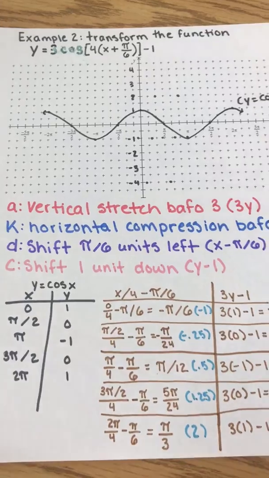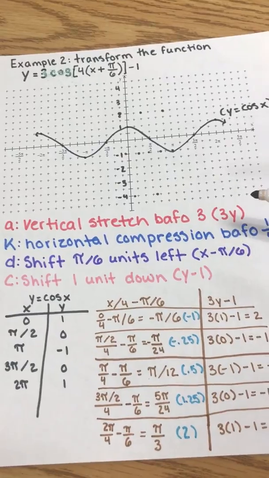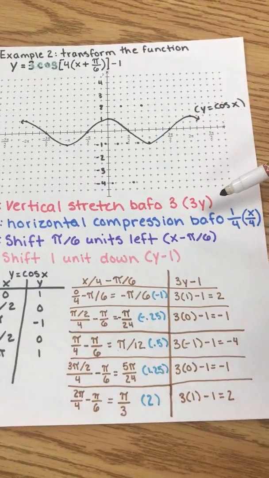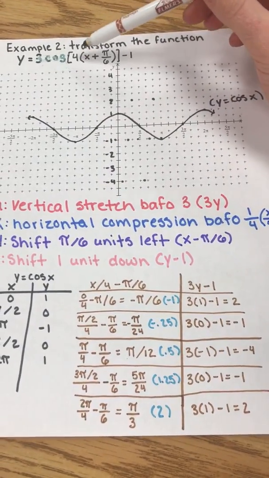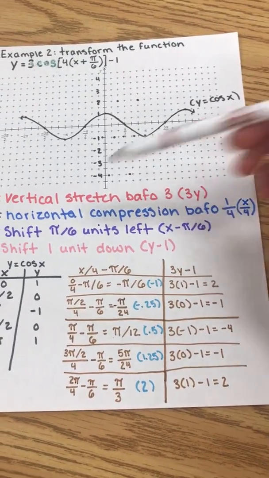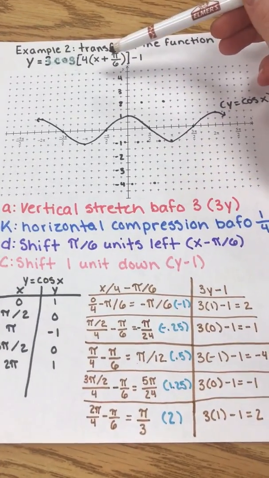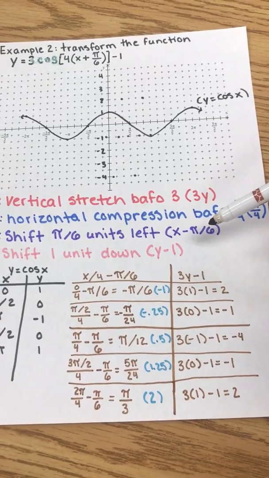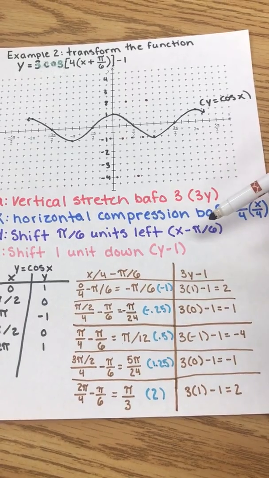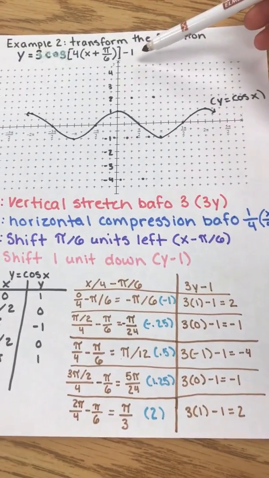Next, I have an example for cosine. Here is the cosine parent function. There's a vertical stretch here by a factor of 3. There's no reflection. There's a horizontal compression, because there's a 4, you do the reciprocal, so it's a horizontal compression by a factor of 1 over 4, and then shift pi over 6 units left. Here it says plus, and we know that we switch it because you have to do the opposite one, because the original formula already has a negative. Then you shift 1 unit down because it says minus 1.